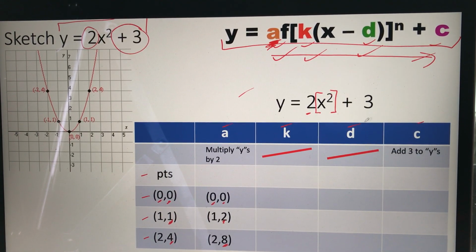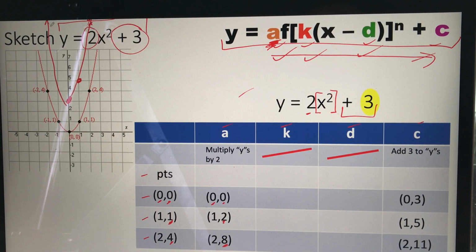So this plus 3 just means add 3 to the y values. So my y values here, 0, 0 becomes 0, 3. 1, 2 becomes 1, 5, and 2, 8 becomes 2, 11. So I just added 3 to the y values. If I were to sketch that, I go over here to 0, 3. I'd have 1, 5, and 2, 11. It's kind of off my page there, but it would look like that, and it would take off like that, the new graph.